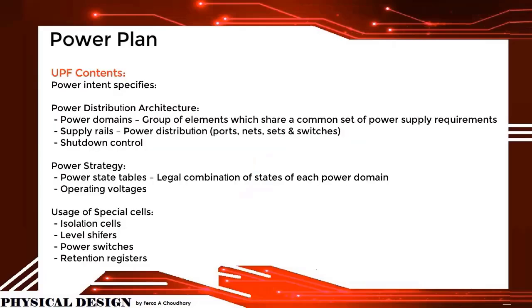UPF contents are, first, power distribution architecture, which has power domains, that is groups of elements which share a common set of power supply requirements, supply rails, power distribution, which are port nets, sets and switches, and shutdown control. Second, the power strategy: power state tables, legal combination of states of each power domain, and operating voltages. Thirdly, usage of special cells: isolation cells, level shifter cells, power switches, and retention registers are used.